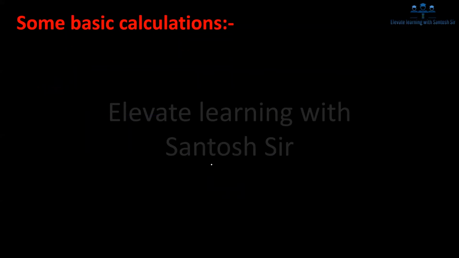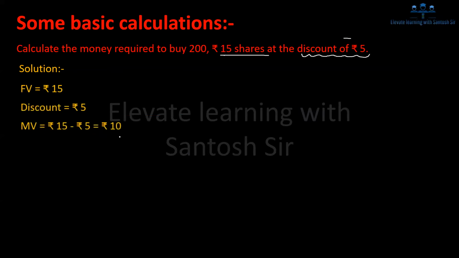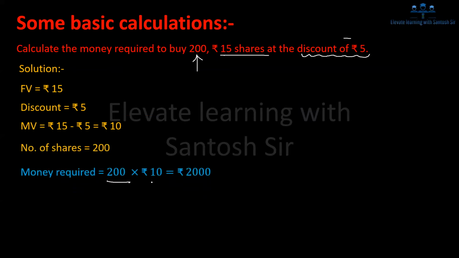Let's proceed. Calculate the money required to buy 200 rupees 15 shares at a discount of rupees 5. Here the company is in loss, so the shares of this company are at discount. Let's write the given information. The face value of the share is 15. They are available at a discount of 5 rupees, so their market value will be rupees 15 minus rupees 5, that is 10. You need to purchase 200 shares. Your investment will be number of shares multiplied by the market value, which is 2000.